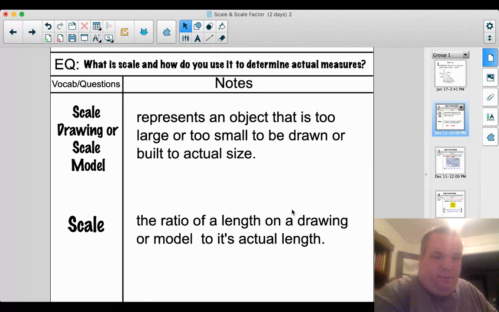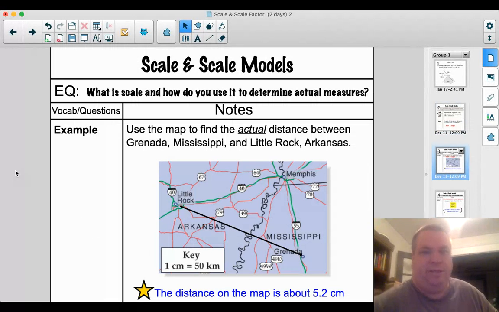The scale, in that case, is the ratio. So it ties into the ratio stuff we've been doing. The ratio of the length on the drawing or model to its actual length. Remember, order matters with ratios, right? So the ratio is always listed from the model to the actual length. Okay, all right, so here's an example.